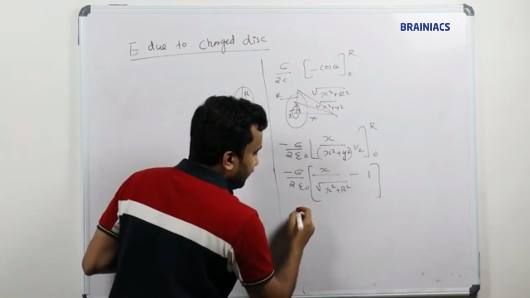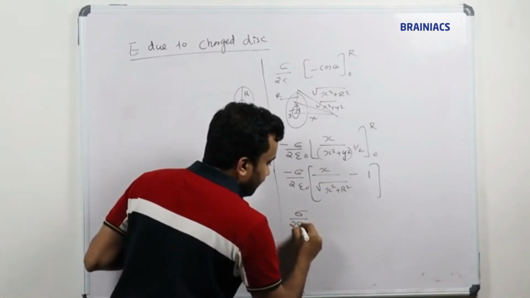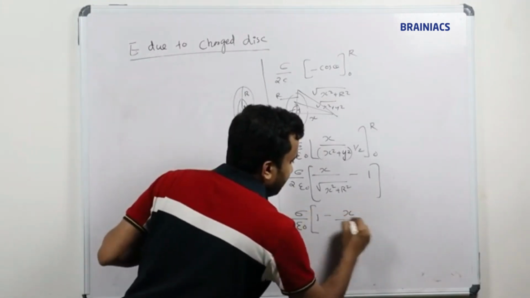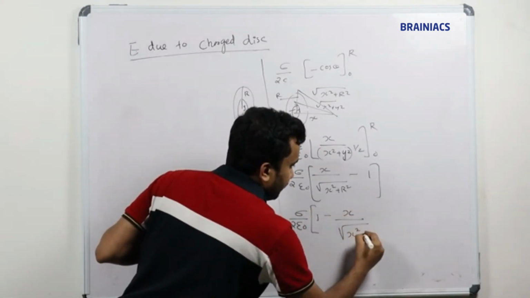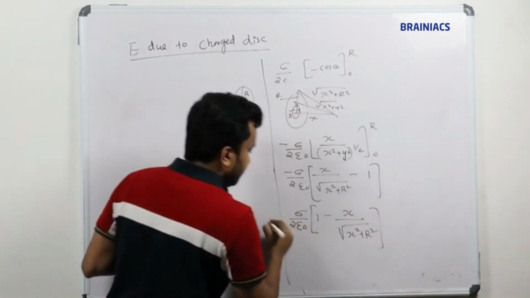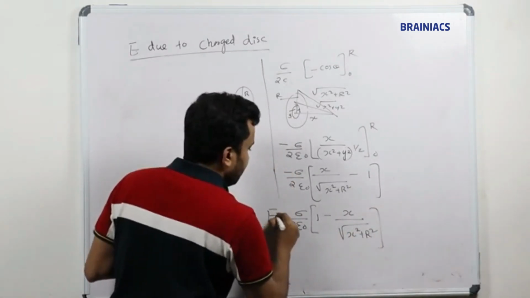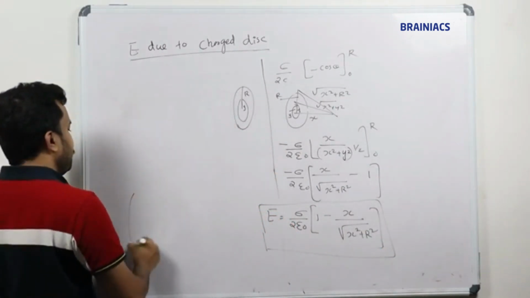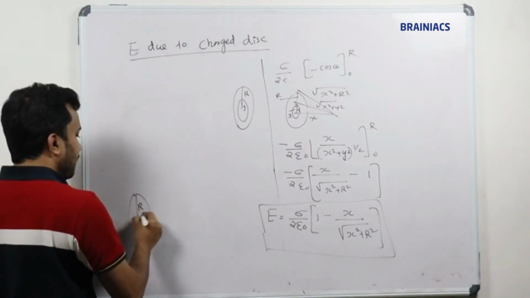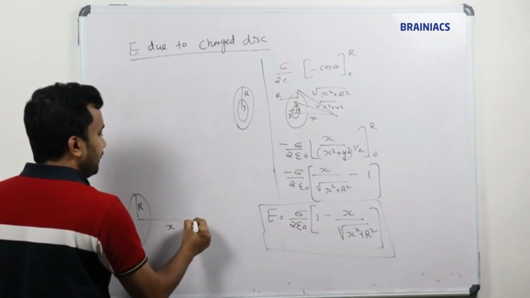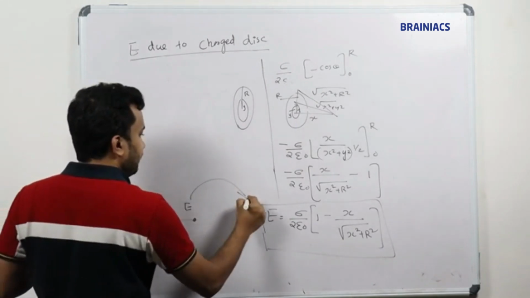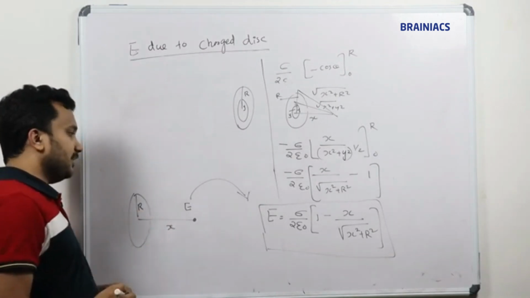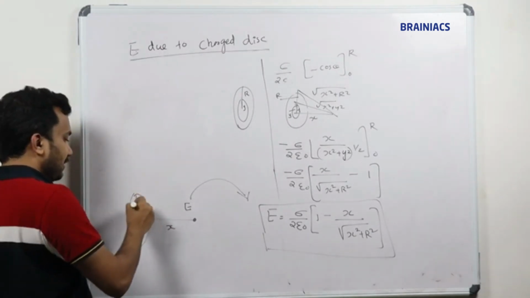So minus sign, take it into the integration, sigma divided by 2 epsilon 0 into 1 minus x divided by root of x square plus r square. This is the equation for electric field intensity due to a disk whose radius is r at a distance of x meter away. If you are asking what is electric field intensity, then this is the value of the electric field intensity at a distance x meter, not for a ring, this is a disk.